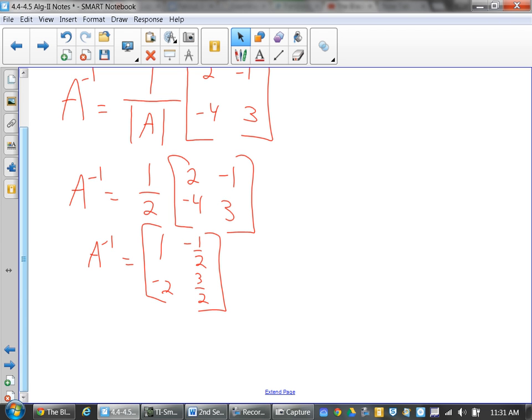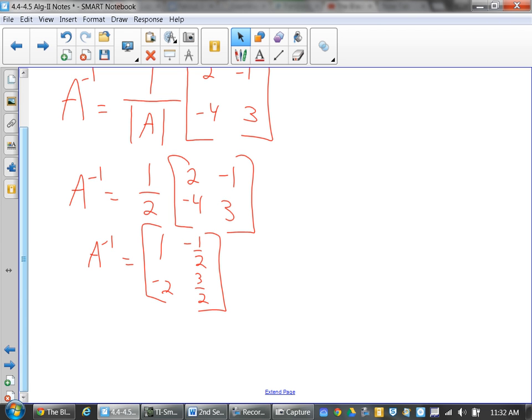Exchange the chutes, change the ladder. So the inverse of matrix A, B, C, D, how do you spell chutes? C-H-U-T-S. Equals 1 over the determinant of A times exchange the chutes, change the ladders. And that's your inverse. The reason we have inverses is to be able to solve an equation.